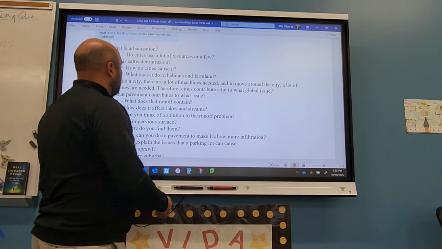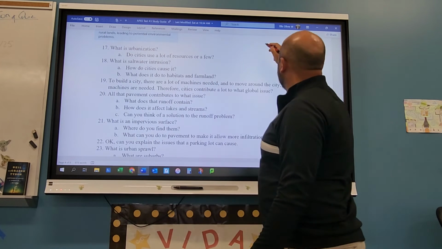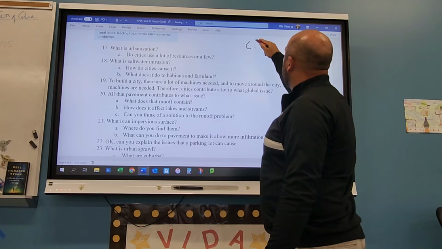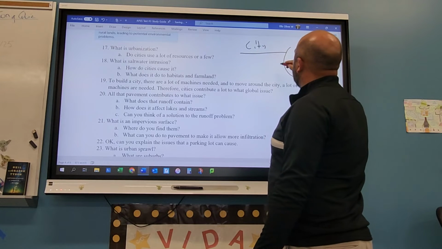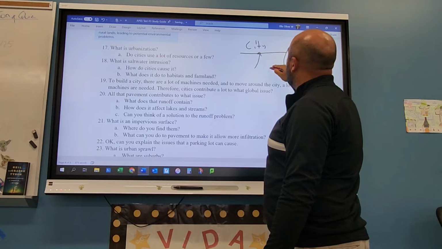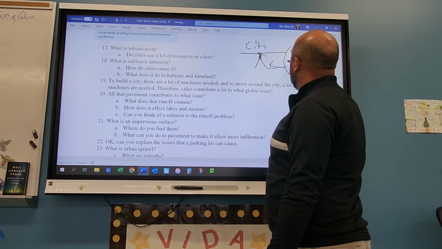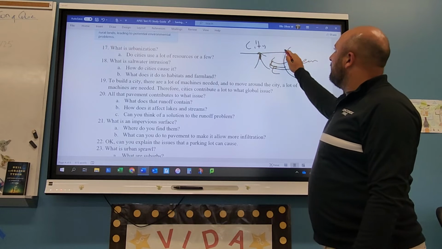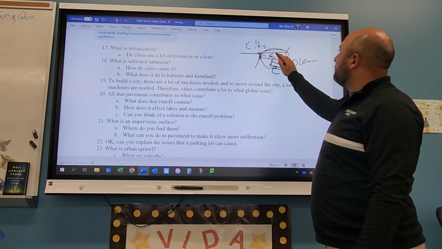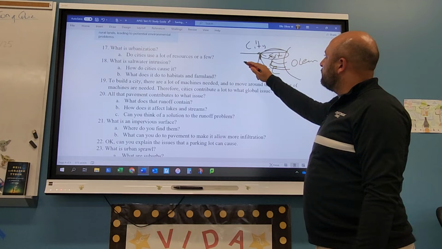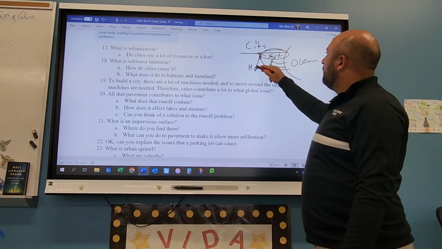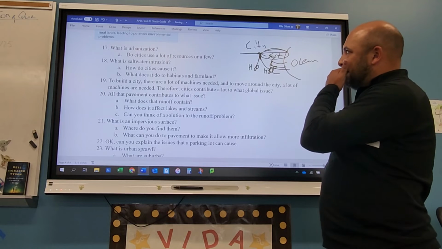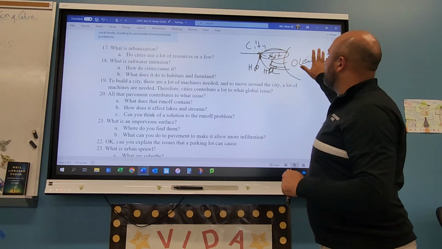Saltwater intrusion. How do cities cause it? Remember, cities are oftentimes built next to the ocean. Okay, here's the city on top of the land, and so when they're sucking water up to fill the city, sometimes it pulls water from the ocean, that's salt water, into this land. And so this land over here starts to get salty from saltwater intrusion. Again, pulling up H2O from the ocean can be salty and causes problems for the local habitats and farmland.